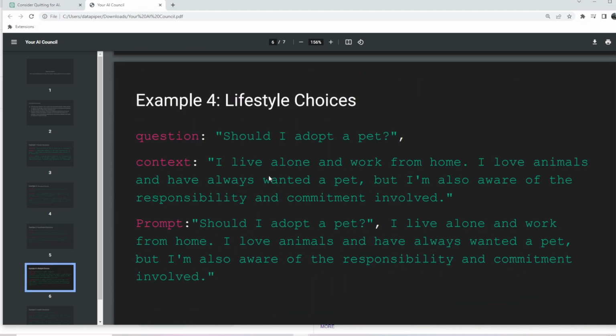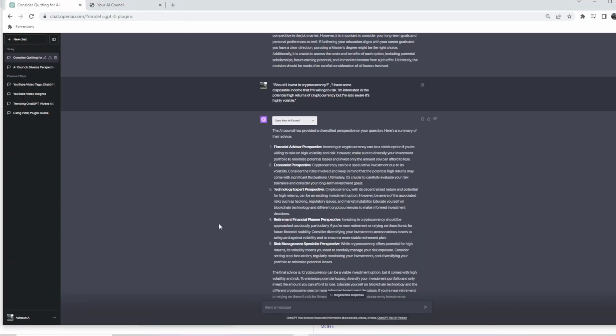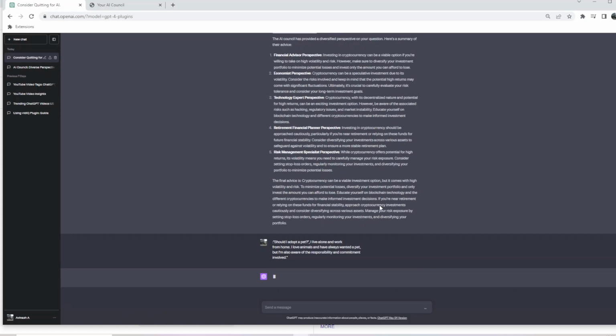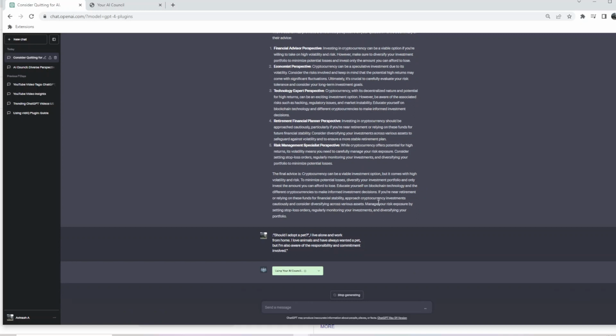So the fourth one is a lifestyle choice, which we already looked at, about the pet. Should I adopt a pet? I live alone and work from home. I love animals. I've always wanted a pet, but I'm also aware of the responsibility and commitment involved. Nowadays having pets is gaining a lot of traction. If you walk around your place, you see a majority of people have a pet. I won't say everyone, like 70 to 80% have a pet. And now that seems to be a thing.